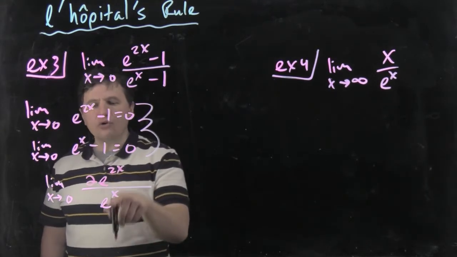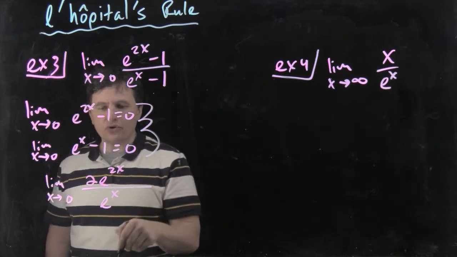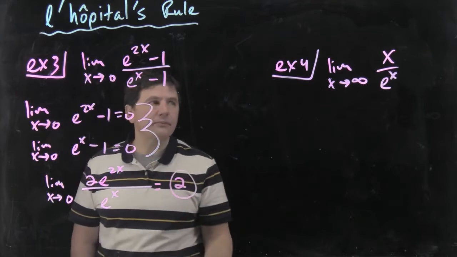Okay, now you'll notice that we can plug in the 0. e to the 0, e to the 0, both of those are going to be 1, so I'll get 2 over 1, or just 2, okay?